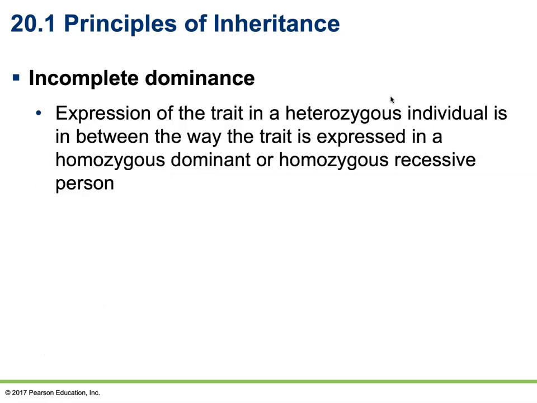Incomplete dominance is when the expression of a trait in a heterozygous individual is in between the way the trait is expressed in a homozygous dominant or homozygous recessive person. A great example of this would be a cross of a red flower and a white flower producing a pink flower as a result. Another example of this is the sickle cell allele.